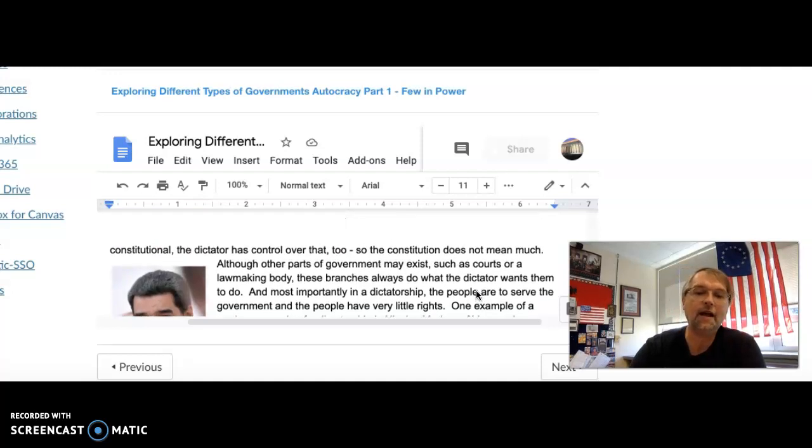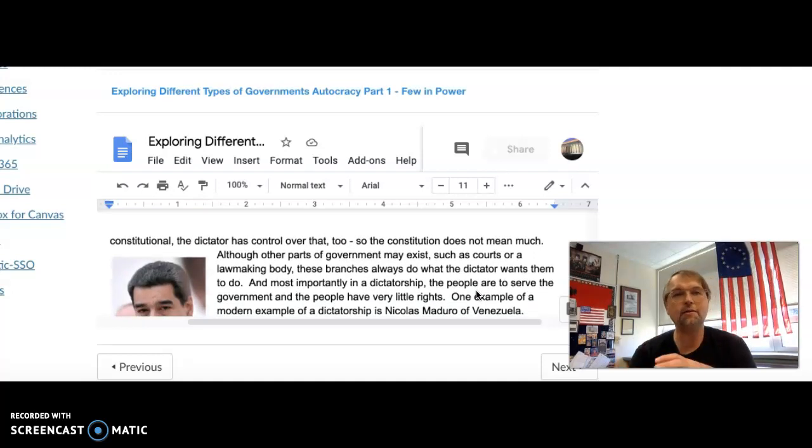And again, I can't emphasize this: in a dictatorship, the people do not have any rights. The people truly live for the government. And so therefore, in a dictatorship, if it would benefit the dictatorship if certain people were to die, that's okay in a dictatorship.